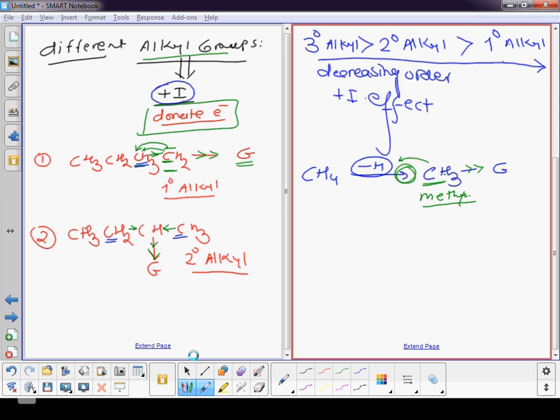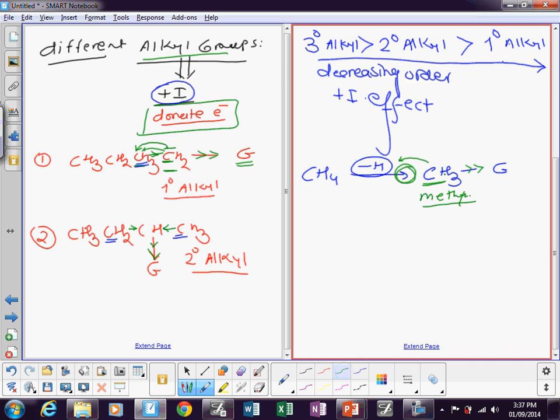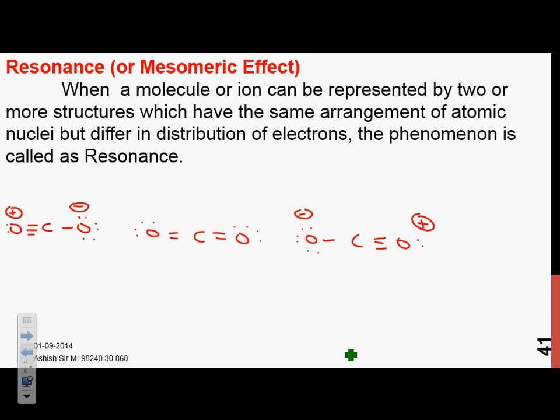Now pay attention over here. The definition, what does it say? When a molecule or ion can be written by 2 or more than 2 structures, we require at least 2 or more structures having the same arrangement of atomic nuclei. In all three, you will see the position of carbon and the position of oxygen is the same in all three structures. It has not changed.